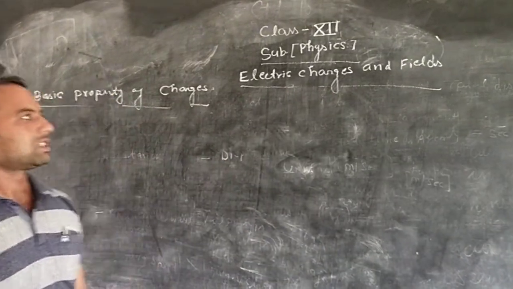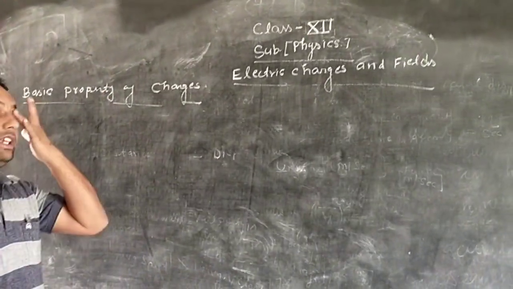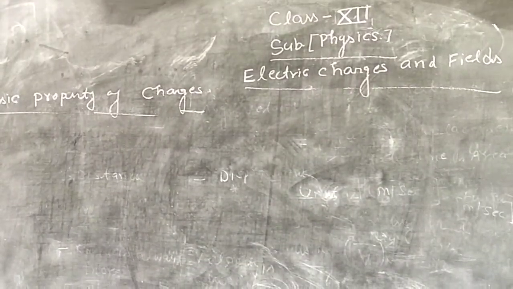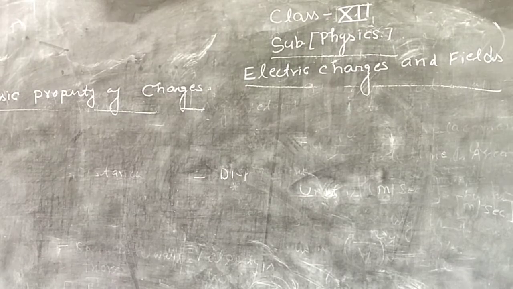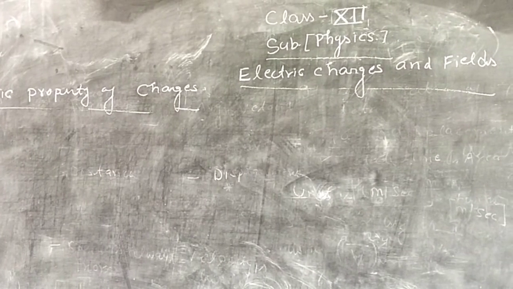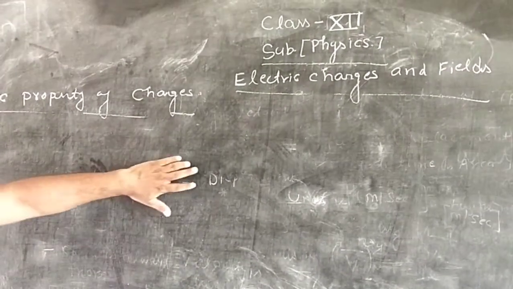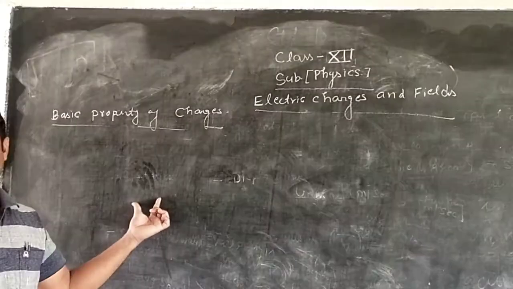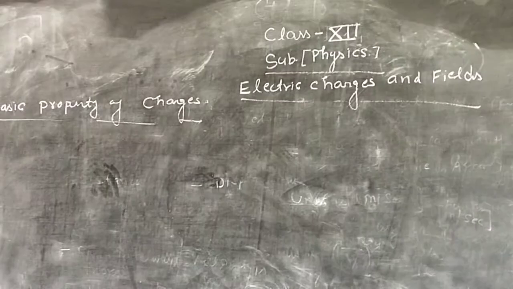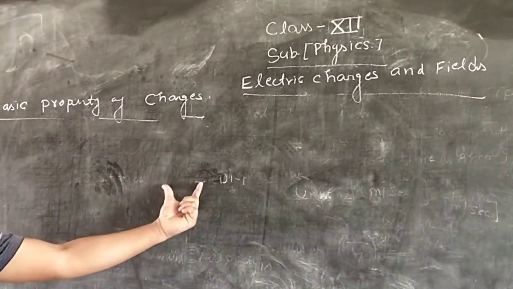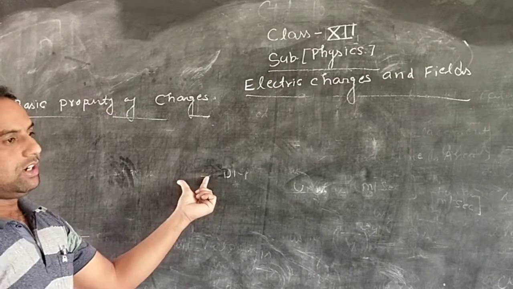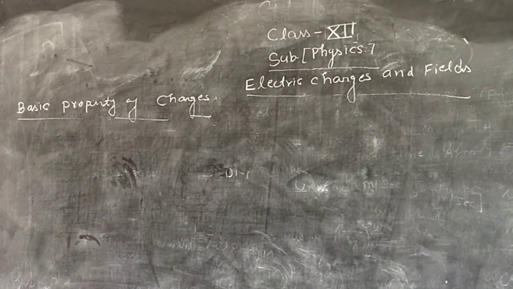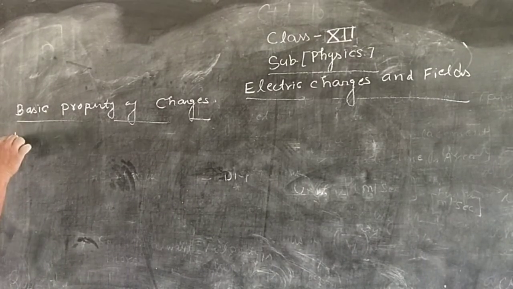Now we have to discuss. In the previous lecture, we took the discussion of the basic properties of the charges. In the previous lecture, we discussed only three properties. The first property: from a positive charge, electric field lines originate from the charge and terminate at infinity. And the second property: for a negative charge, the electric field lines originate at infinity and terminate on the charge. And now we have to discuss the third basic property here.